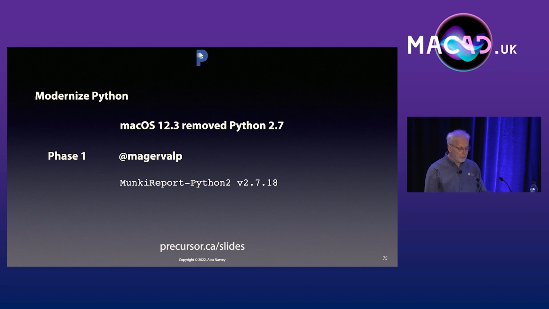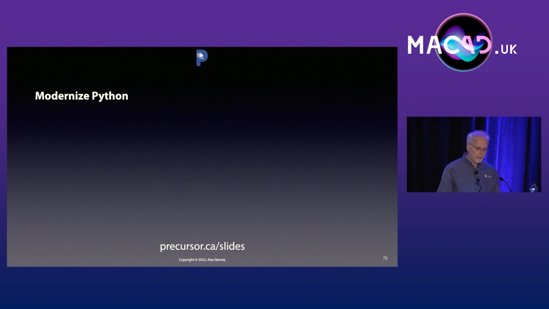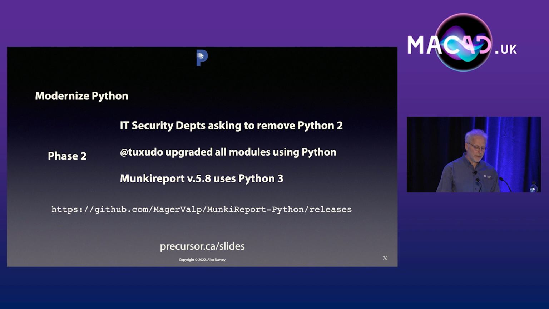First, Apple removed Python 2.7 in macOS 12.3, and a major effort was made to make the modules use a special Python 2.7 compiled by Per Olofsson. This was all accomplished in MunkiReport 5.7.1. But then IT security departments started to remove all versions of Python 2.